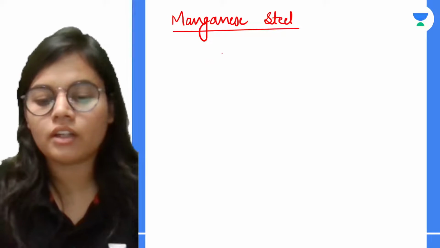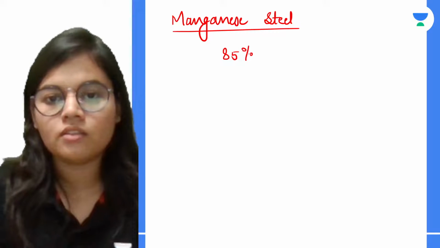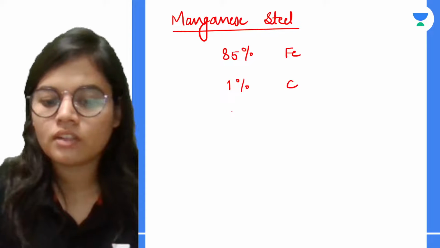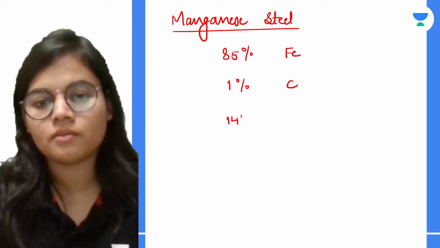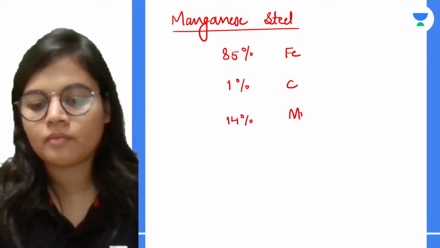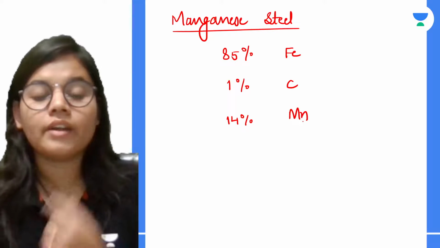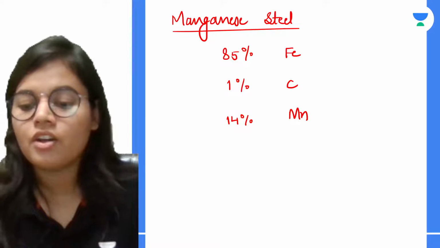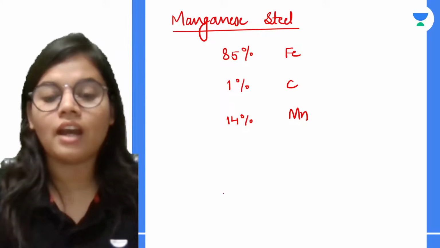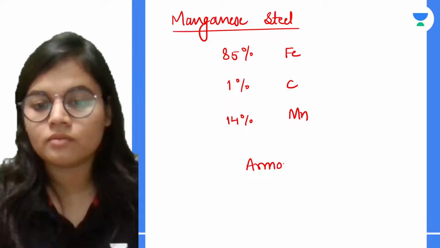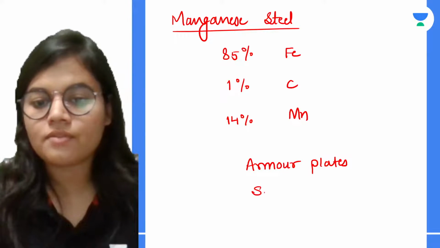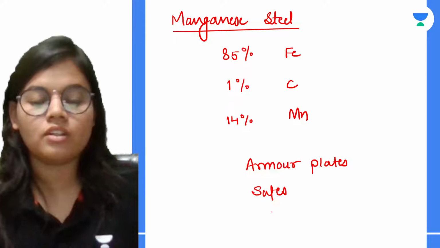Of course, it would contain iron, carbon, and manganese. So it is very hard. It is durable and it is very hard. So that is why it is used in armor plates. It is used in safes and rock drills.